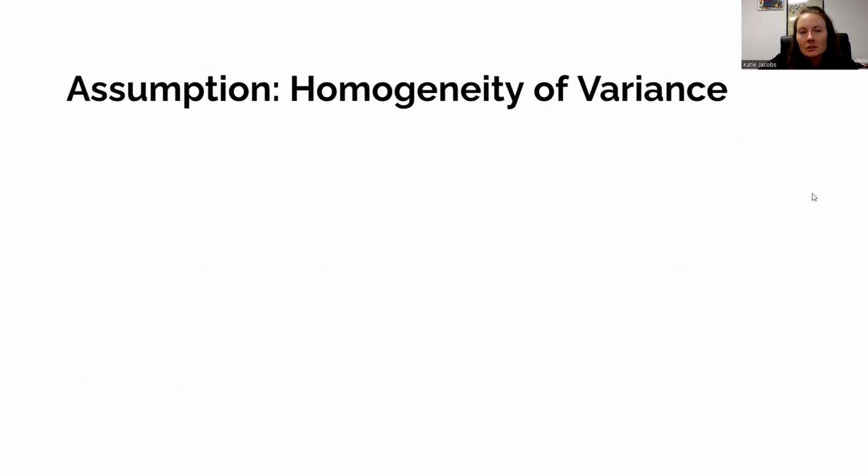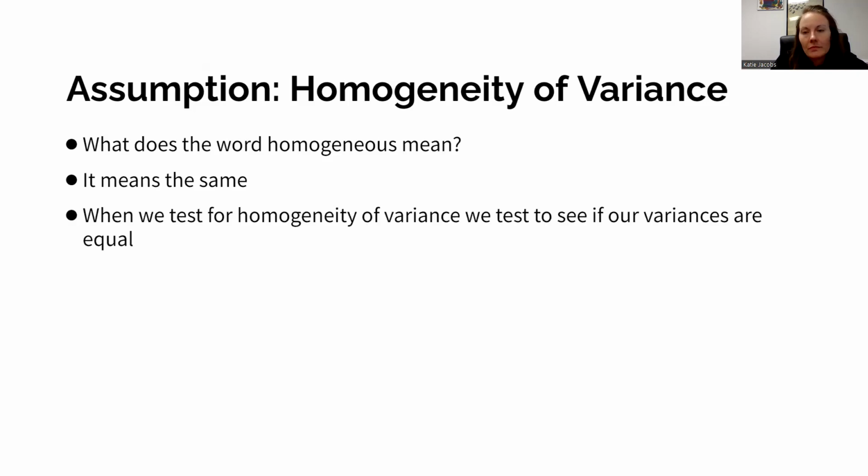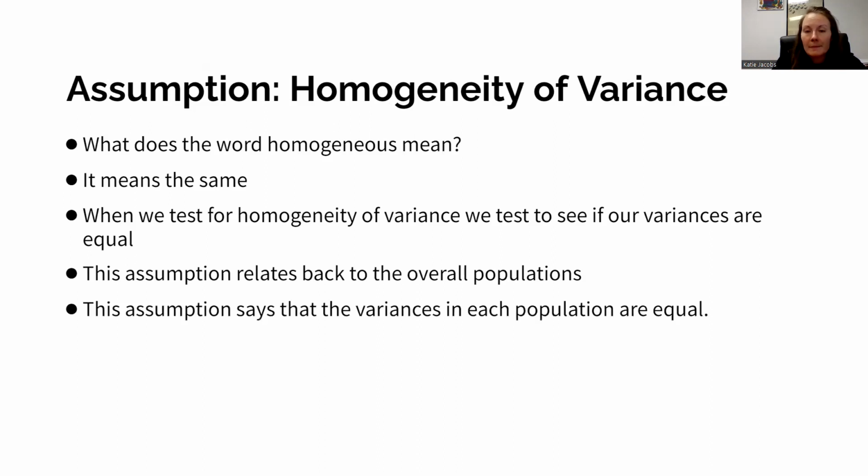Okay, so here is our new assumption. This is the homogeneity of variance assumption. What does the word homogeneous mean? It means the same. So in this assumption, we're testing to see if the variances are approximately equal from our two groups. You literally find the variance for group 1 and the variance for group 2, and compare those two. This assumption also relates back to overall populations, which we don't have.